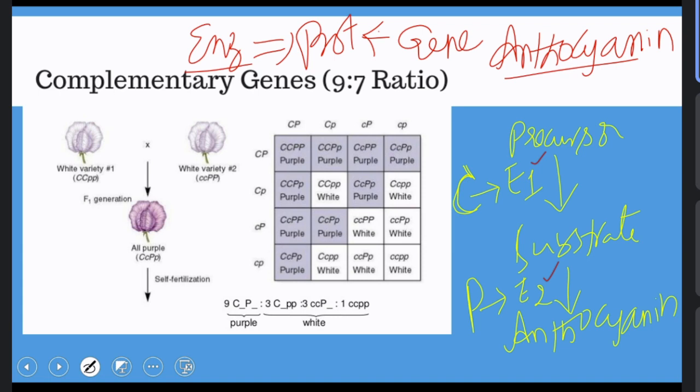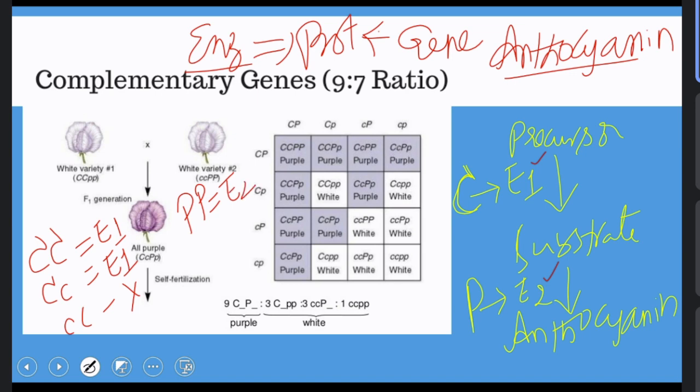That means when it is capital C, E1 is produced. Small c, when it is recessive, enzyme 1 is not produced. Likewise, with capital P, the enzyme is produced even in the heterozygous state, because one dominant allele is enough to produce this enzyme, whereas the recessive genotype does not produce this enzyme.